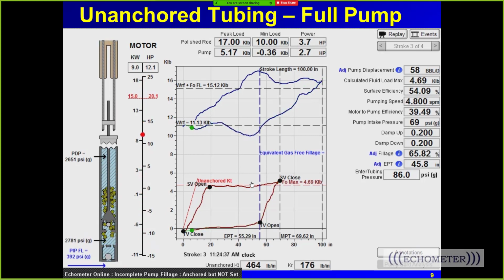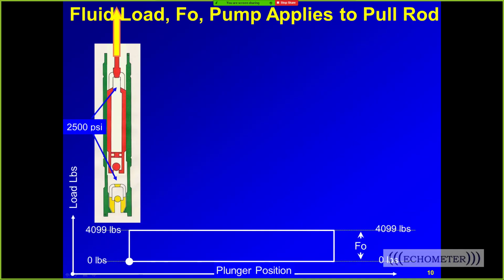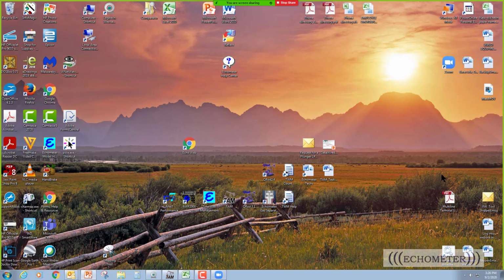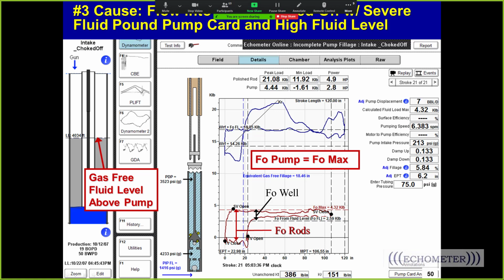David is asking, may you further clarify why FO from the fluid level is less than FO from the card in a blocked intake case? That could be slide number 30. Okay, right here.